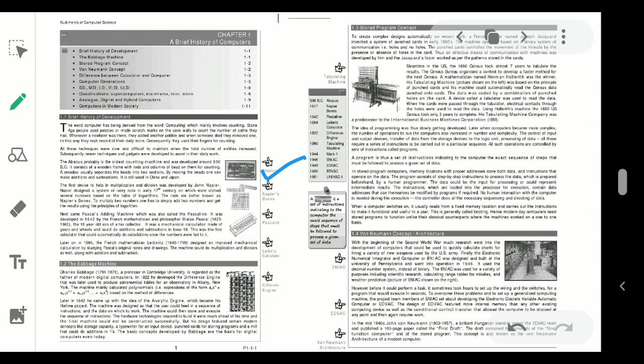So this is a picture of the abacus. The abacus is probably the oldest counting machine, and was developed around 500 BC. It consists of a wooden frame with rods, like this one, and columns.